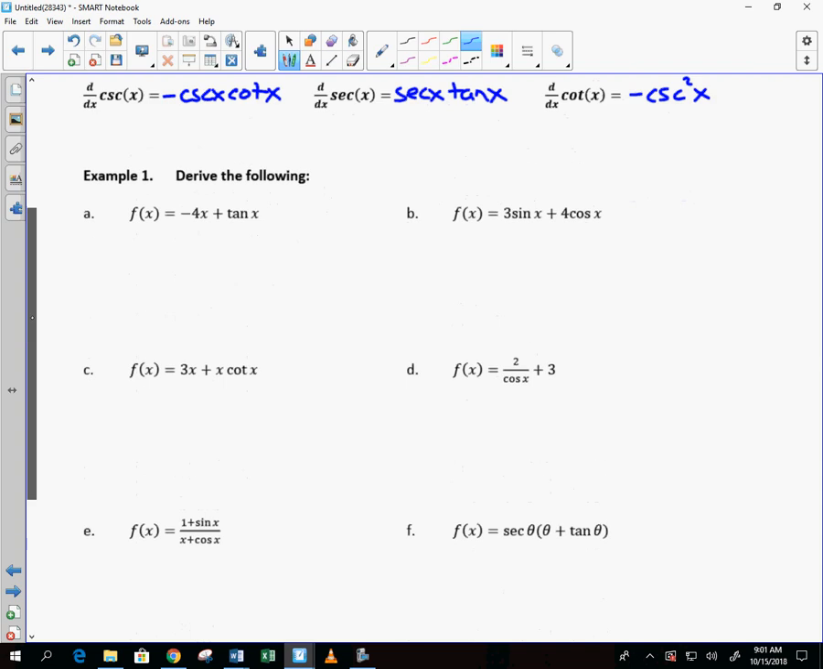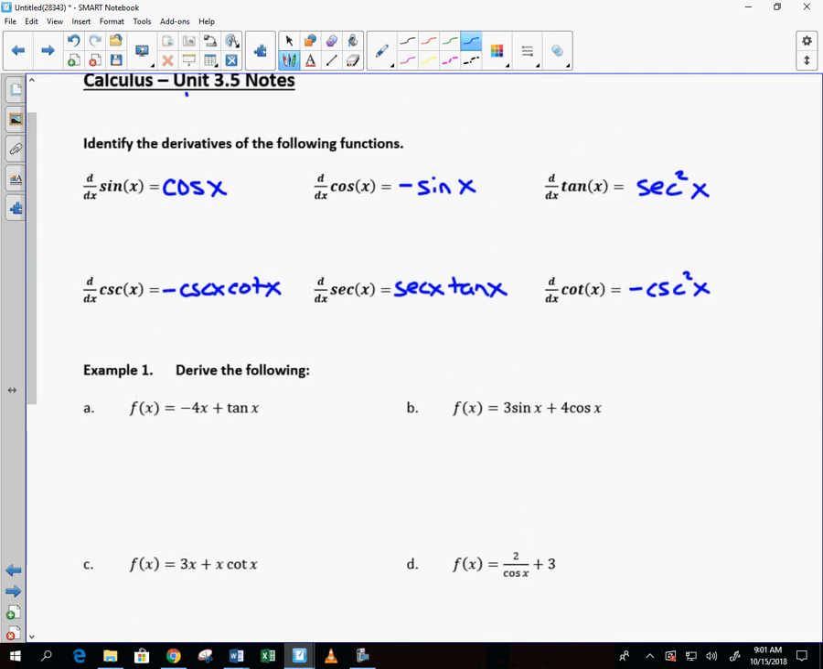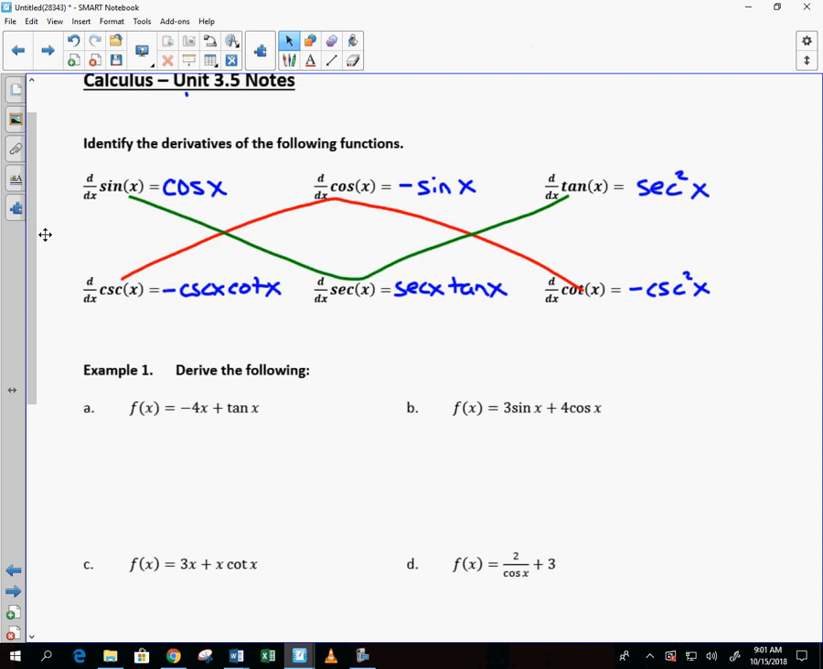Well, first let's look for some type of relationships that exist. Anybody notice something that stands out as you look at these derivatives? They all have an x. Awesome. All the cos have a negative derivative. Cosine is negative, cosecant's negative, cotangent's negative. All the cos are negative.